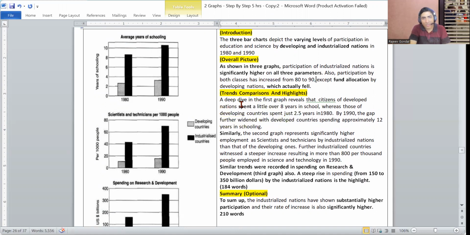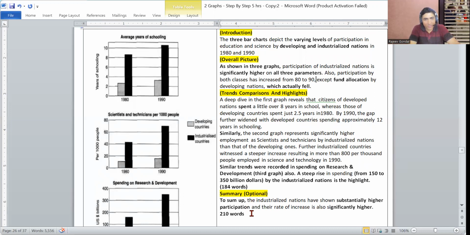So you will see, you can read these paragraphs and you'll find that in the first paragraph there is just a clear-cut depiction of what is shown in the first graph. But while talking about the second and the third graph, we are drawing comparisons. Like you can see the paragraph itself starts with "similarly," and "similar trends were recorded," which means we are drawing comparisons. You can read this to understand how the comparisons are drawn and how the content is presented. Now the last point which I want to make here is about the summary.